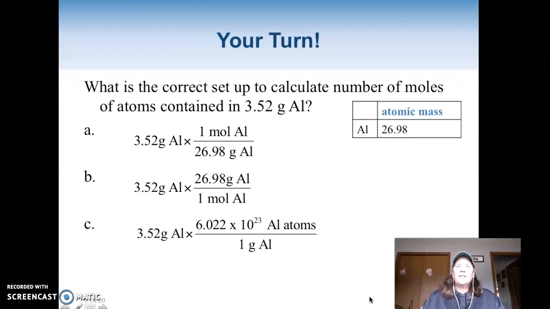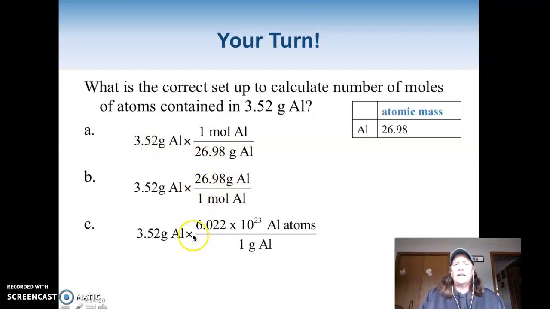Okay. What is the correct setup to calculate the number of moles of atoms? Now we're looking for numbers of atoms, okay? The number of moles of atoms. But we're just looking for moles. They're trying to make it tricky. Moles is moles, okay? So we're trying to find the number of moles of atoms, and we have 3.52 grams of aluminum. So if we start with aluminum, we want grams on the bottom.